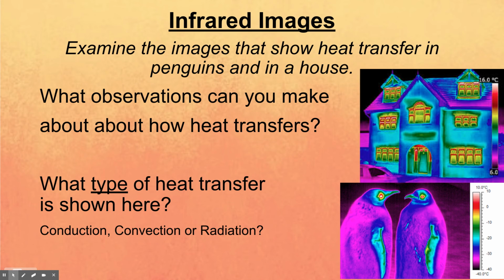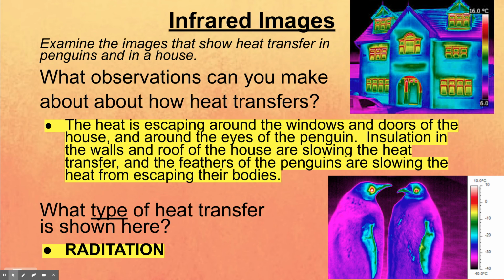All right, look at these infrared images. Examine the images that show the heat transfer in penguins and in a house. What observations can you make about how heat transfers, and what type of heat energy is shown here? So is this conduction, convection, or radiation? So look at that. You can see where the house is losing the heat, coming out of the house or out of the penguin. Okay, and is that conduction, convection, or radiation? It is radiation. You are right.